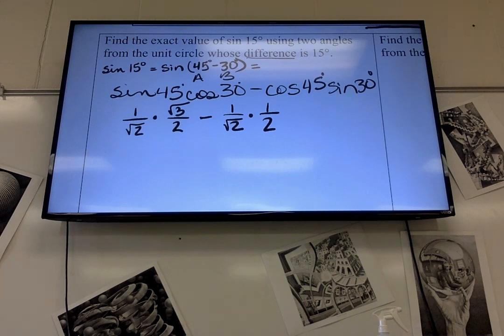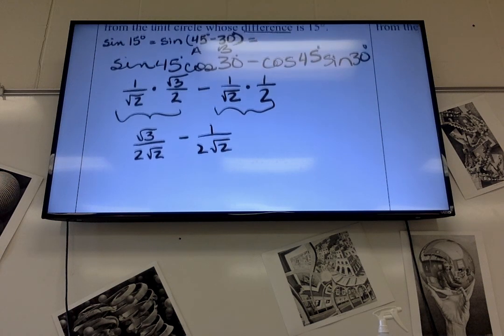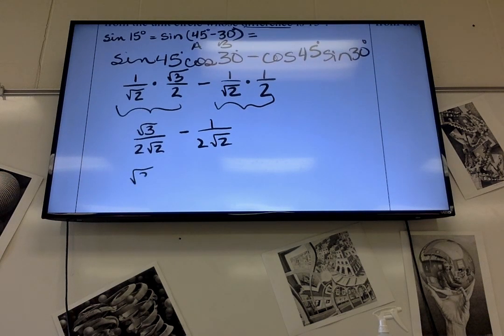So following order of operations, you multiply before you add or subtract. So top times top, bottom times bottom, minus top times top, bottom times bottom. They have a common denominator, so it's just square root of 3 minus 1 over 2 square root of 2.